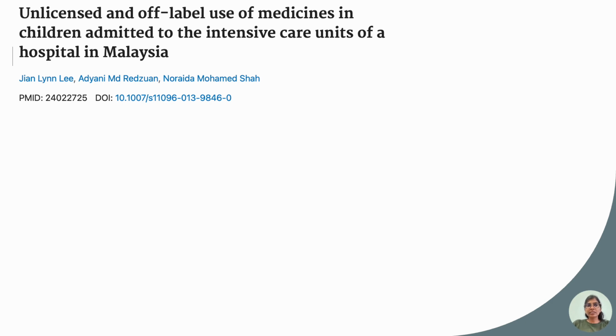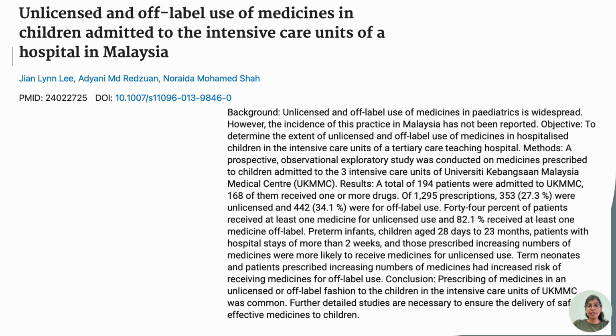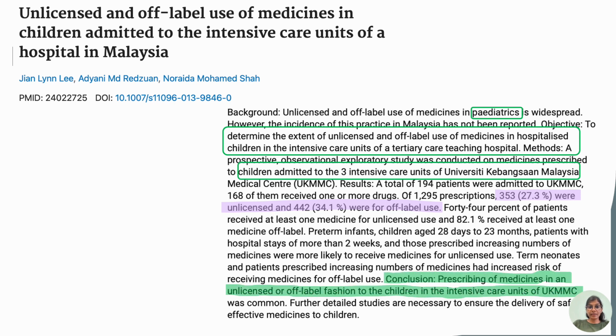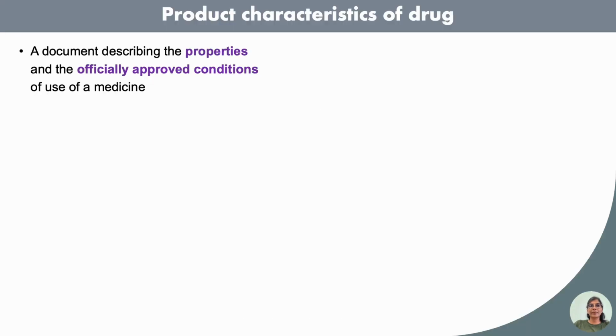Now, on the use of unlicensed and off-label medications in Malaysia, a recent study showed that in pediatric ICUs, approximately 30% were unlicensed and 35% off-label use. And this is quite astonishing, as in the pediatric wards, we're usually very wary of using drugs off-label and unlicensed, so it is used a lot. So the conclusion was it is common even in the pediatric group of population.